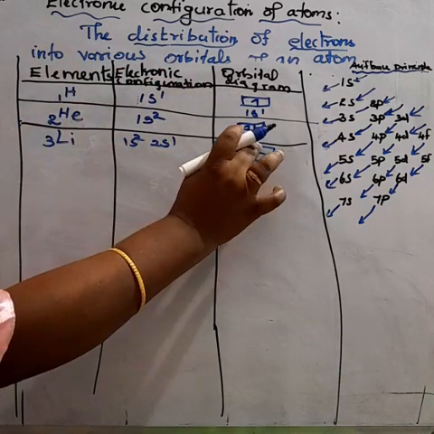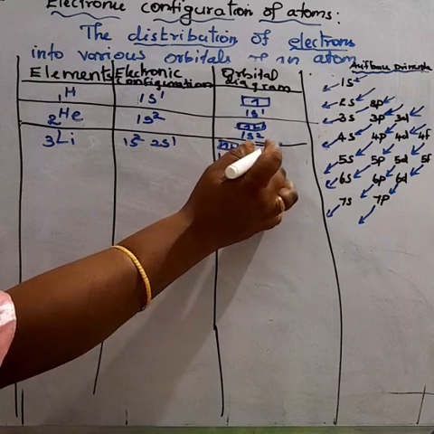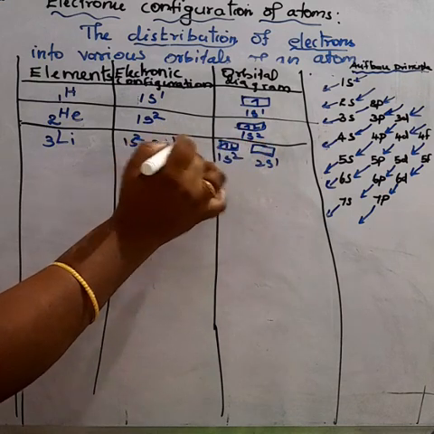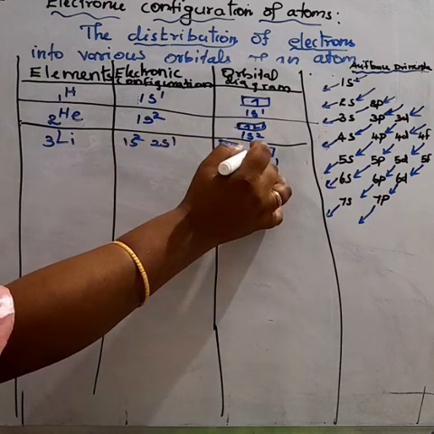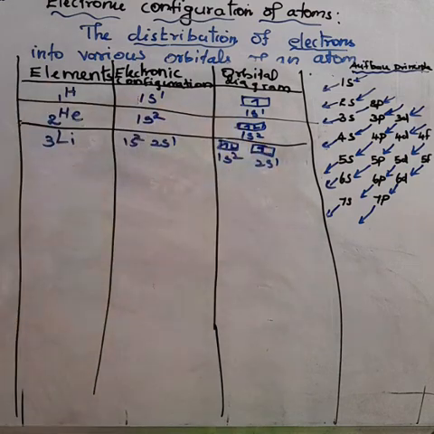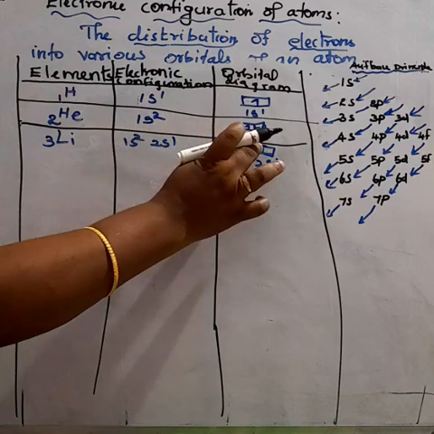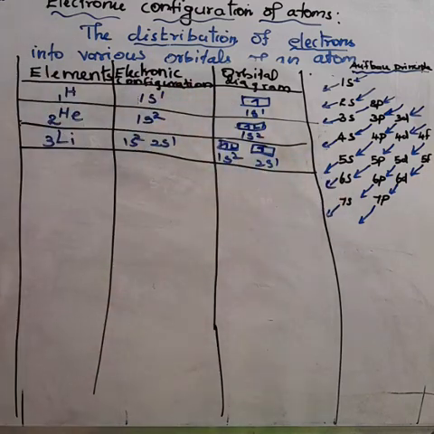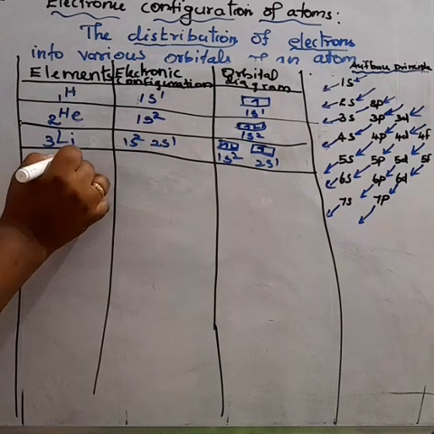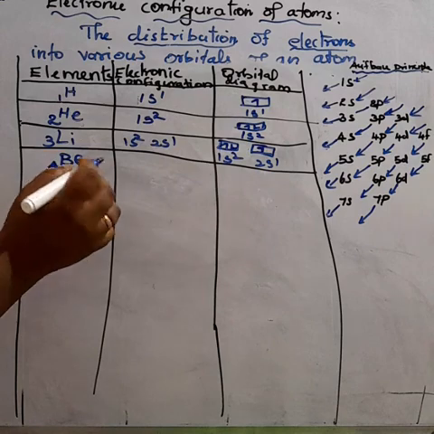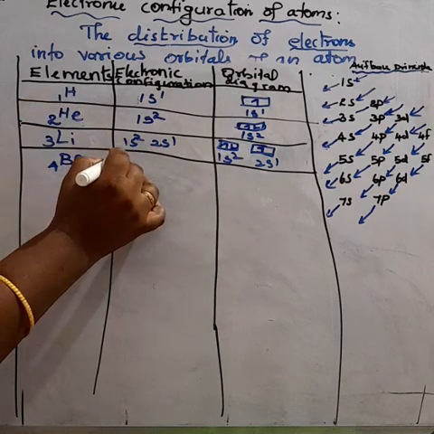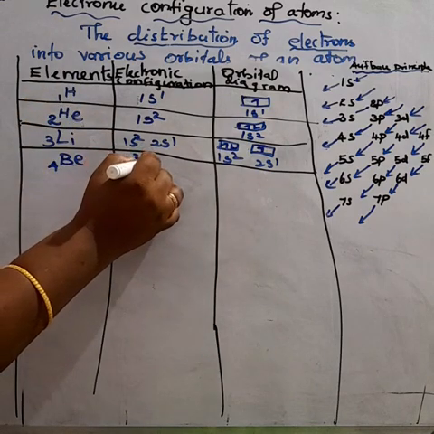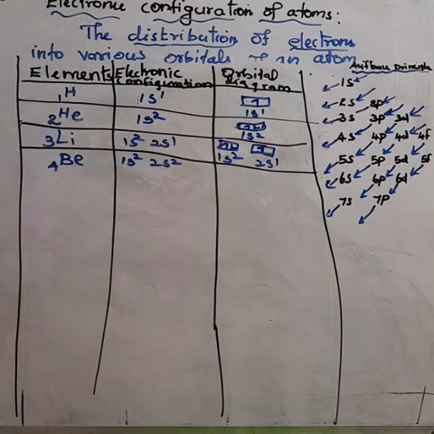This is the 1s orbital with 2 electrons, and then the 2s orbital. How many electrons are there? Only one electron, so we can write it as up spin. After that, beryllium. What is the atomic number of beryllium? Atomic number 4. So what is the electronic configuration? 1s2, 2s2.